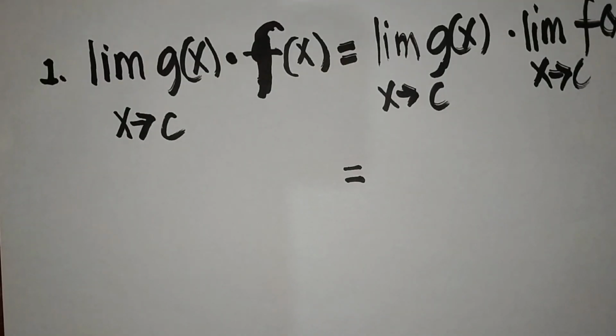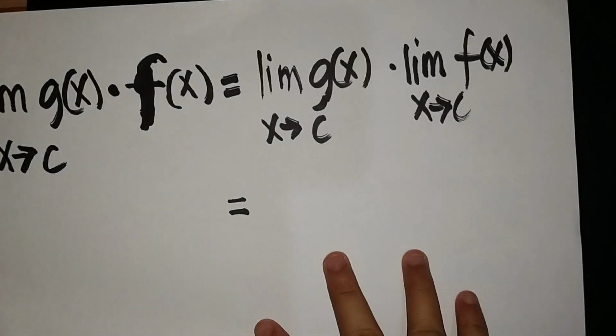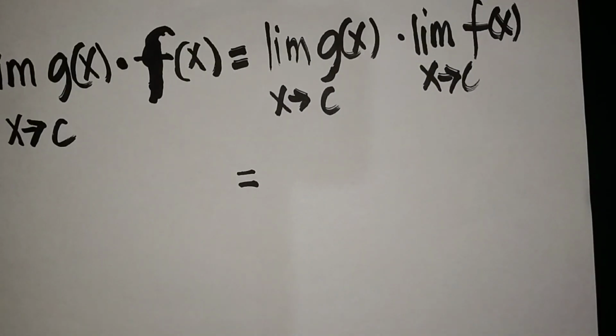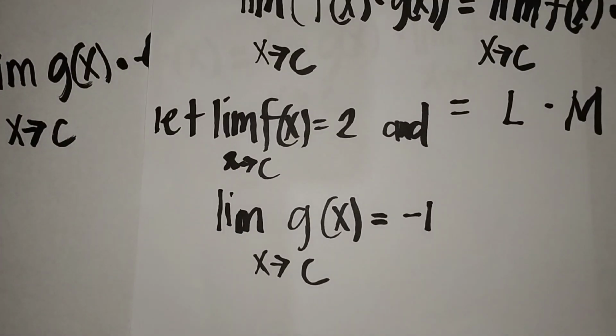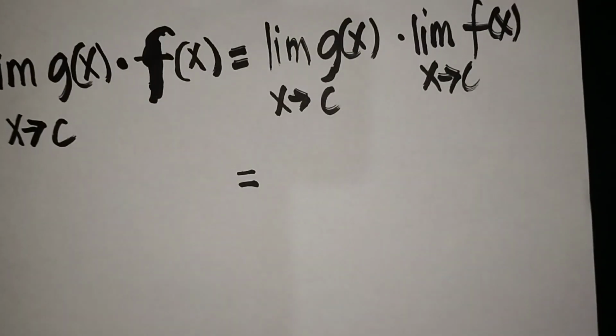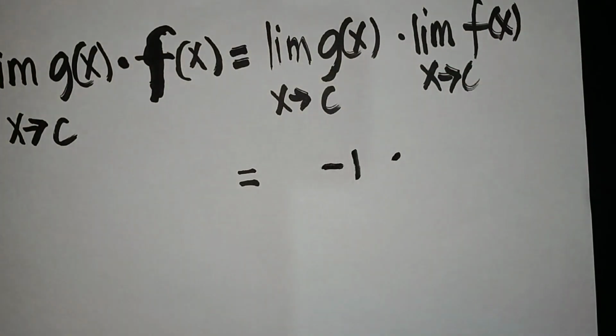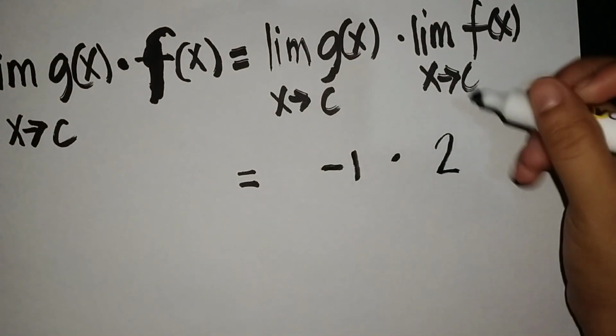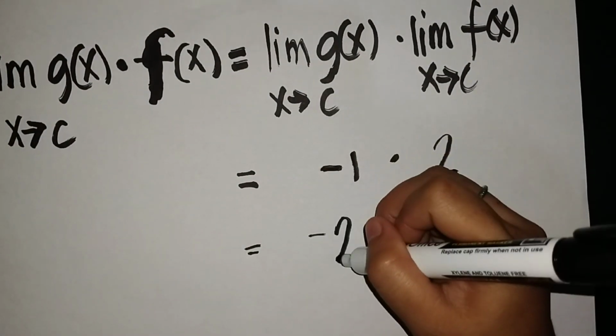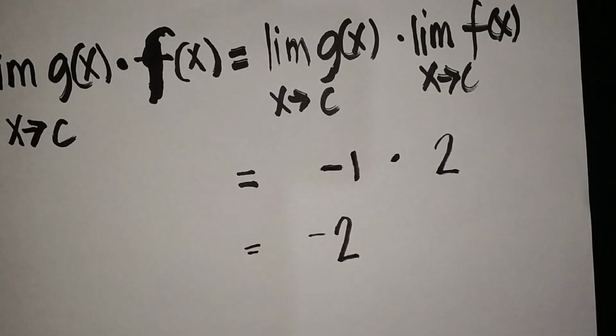For our example number 1 in the multiplication theorem, we have the limit of g of x multiplied by f of x. Here we have the limit of g of x times the limit of f of x. As we have stated, the limit of f of x is equal to 2, and the limit of g of x is equal to negative 1. So the limit of g of x, negative 1, multiplied by the limit of f of x, 2, is equal to negative 2.